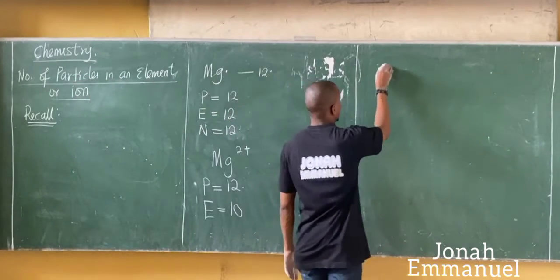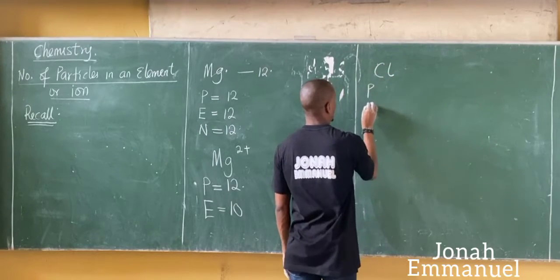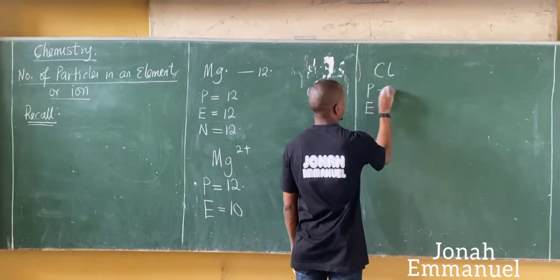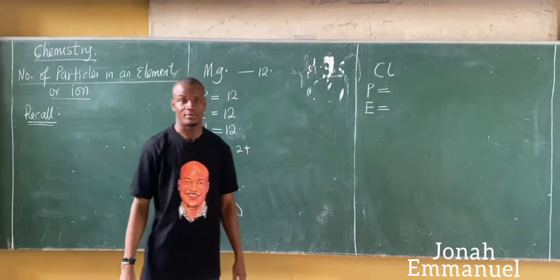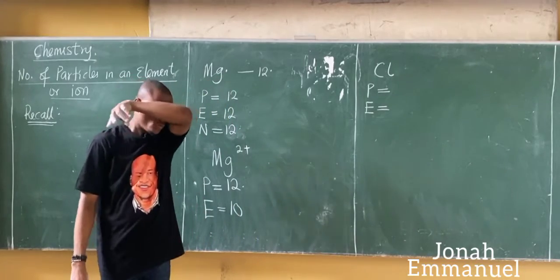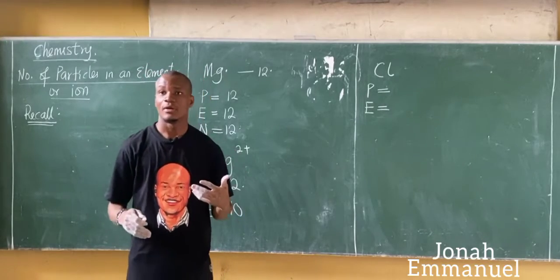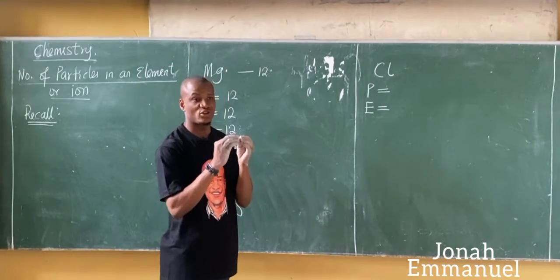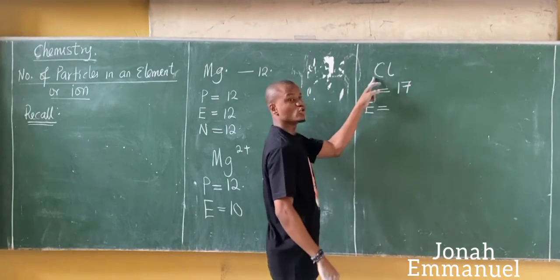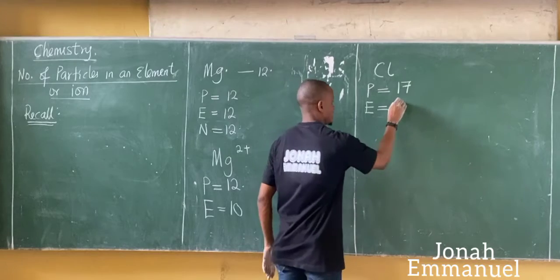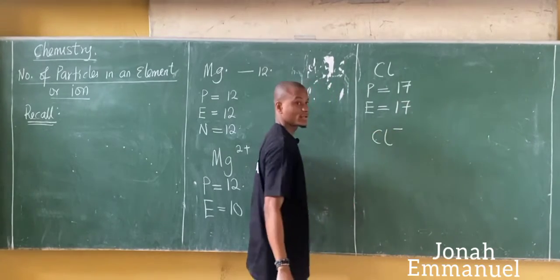Let's take chlorine for instance. Cl, that is chlorine. Let's get the number of protons and the number of electrons. I said, let's leave out neutrons for now. We consider neutrons much more later. For chlorine, how many protons do you have? 17. Why? That's the atomic number. Observe, here's a neutral atom, having 17 electrons.